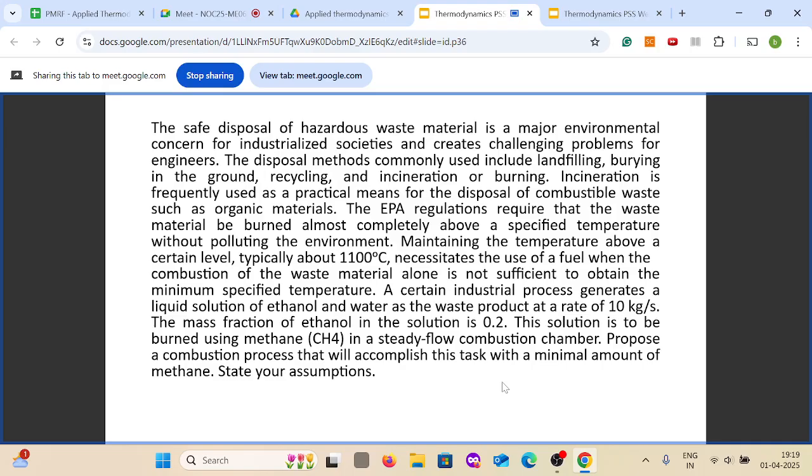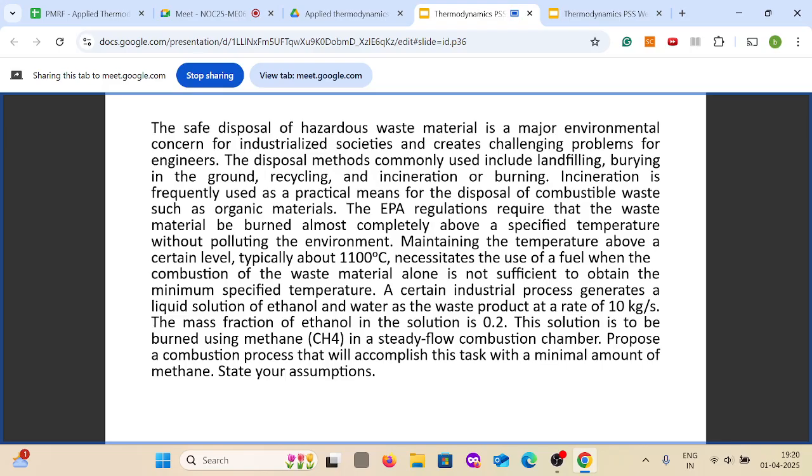So we have a scenario which is described. Safe disposal of hazardous waste material is a major environmental concern for industrial societies and creates a challenging problem for engineers. The disposal methods commonly used include landfilling, burying in the ground, recycling, or incineration or burning. So these are the types of disposal. Incineration is frequently used as a practical means for the disposal of combustible waste such as organic materials.